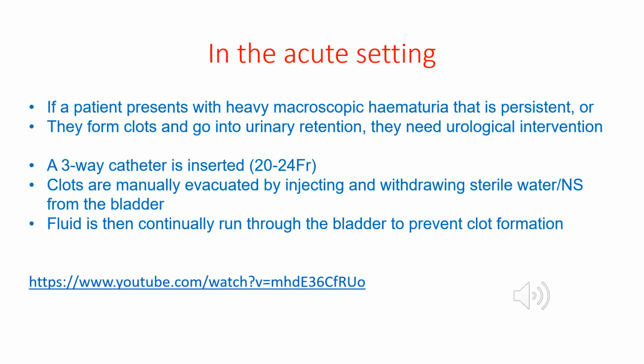A tutorial on hematuria would not be completed without outlining very briefly what we do in the acute setting. A patient who comes in with macroscopic hematuria or hematuria with clots and they go into urinary retention, then they need urological intervention. What we do is insert a large 3-way catheter, and firstly, through the main channel, you wash out these clots. So you take a 50 ml syringe and you inject and you draw out to try and break up or withdraw these clots. Then this 3-way system allows you to irrigate the bladder, which prevents clot formation and helps the hematuria resolve.